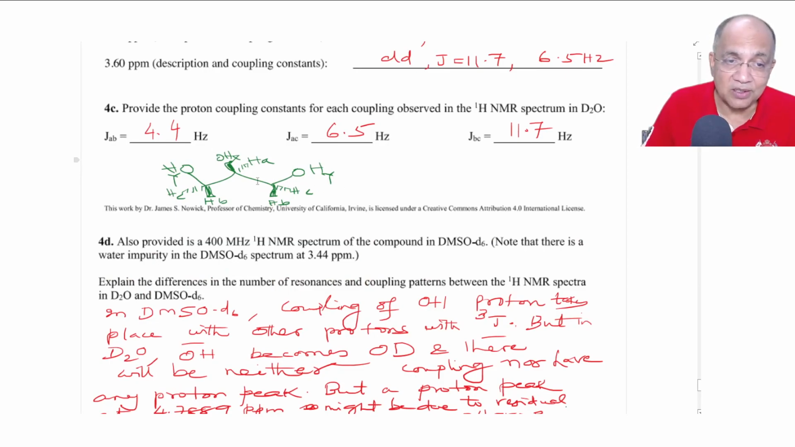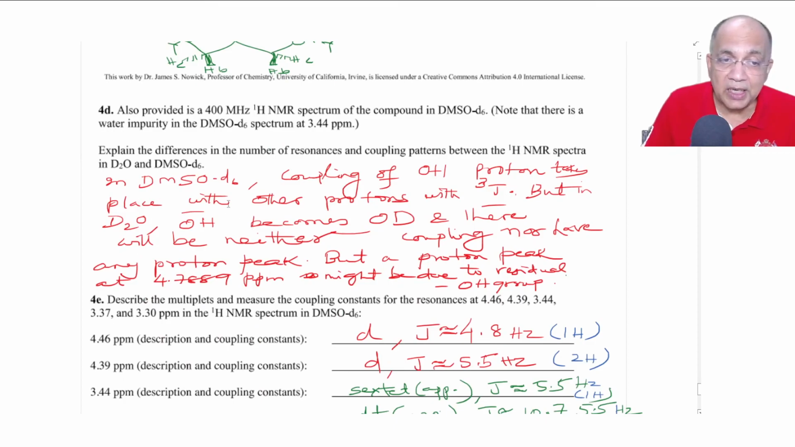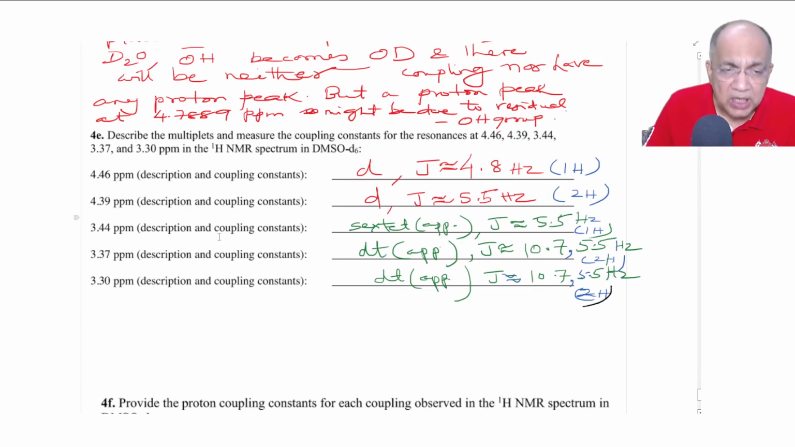This is X and this is Y. In DMSO, coupling of the OH proton takes place with other protons with J3, but in D2O, OH becomes OD, and there will be neither coupling nor any proton peak for the OH group. But a proton peak at 4.7889 ppm might be due to the residual OH, which has been ignored in the D2O spectrum. Now, in the DMSO spectrum, similarly, all what we have already discussed, I have written: this is a doublet.